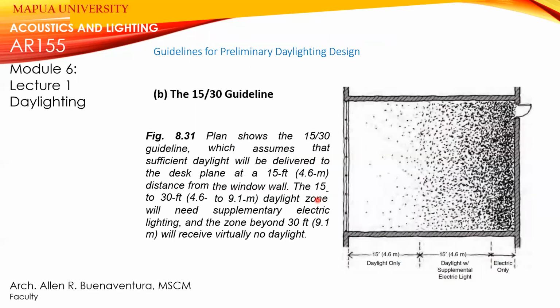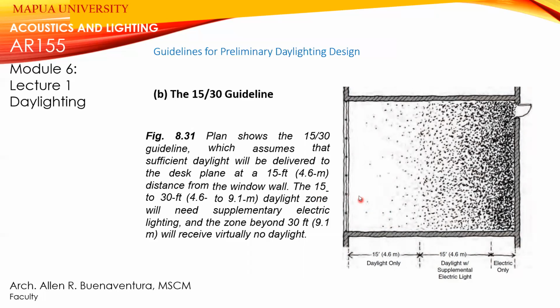Okay. So the 15/30 guidelines. The plan shows the 15/30 guidelines, which assume that sufficient daylight will be delivered to the desk plane at 15 feet or 4.6 meters distance from the window. At the 15 to 30 feet daylight zone, you will need supplementary electric lighting, and the zone beyond 30 feet will receive virtually no daylight. So this is the 15/30.